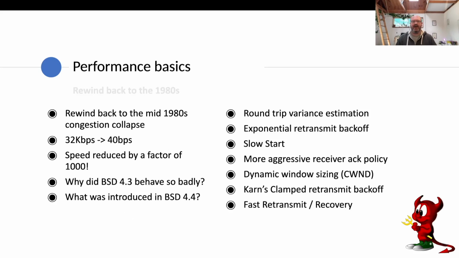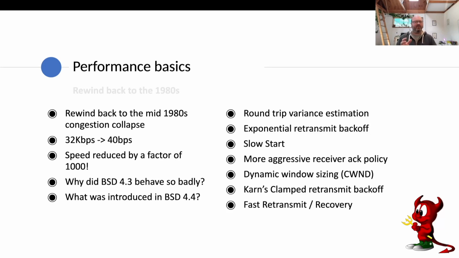So if we go back to the 1980s, around 1986 we had the congestion collapse events. And if you think about the previous slide, I was saying there's no real mention of congestion. That's because there was no congestion window, no slow start, none of these modern things that we have in TCP. What a few of the researchers in the universities on the west coast of the States saw was the ARPANET dropping from 32 kilobits per second down to 40 bits per second, which is a huge speed reduction by a factor of 1,000.